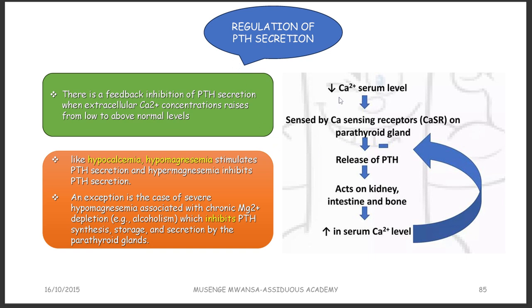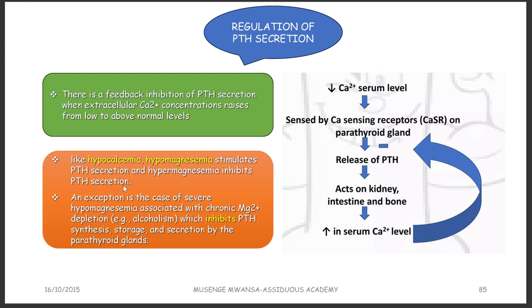So there is also what is known as a negative feedback. So what will happen is this: in conditions like hypocalcemia, when you have got low calcium, or hypomagnesemia, when you have got low magnesium, this will stimulate the production of parathyroid hormone. Okay. So the opposite, which is hypermagnesemia and hypercalcemia, will inhibit the production of this hormone.